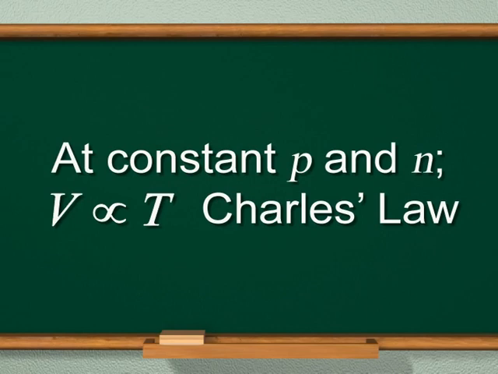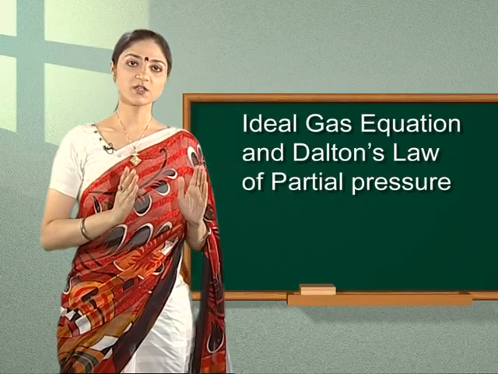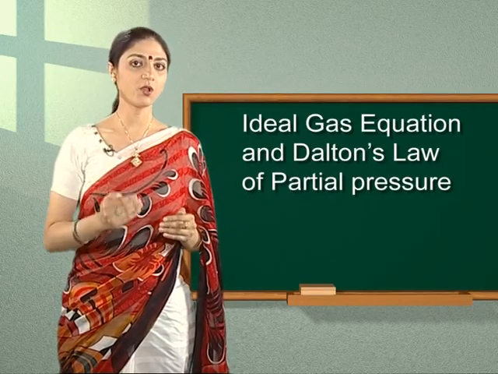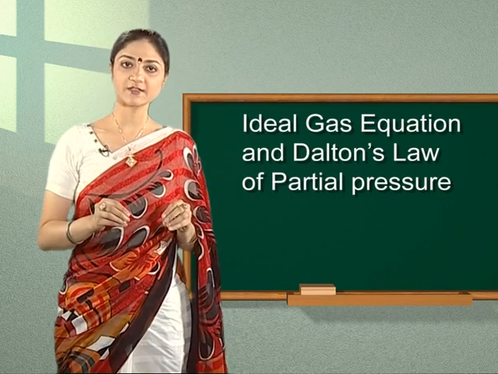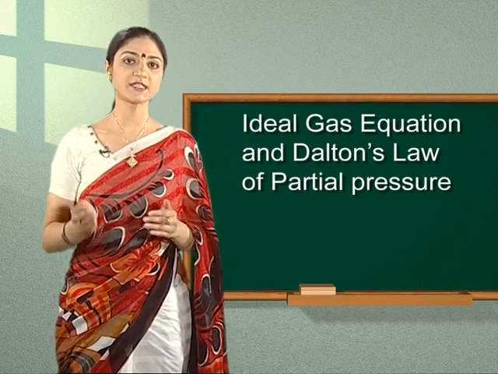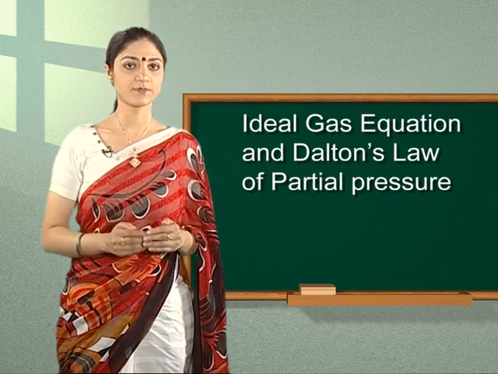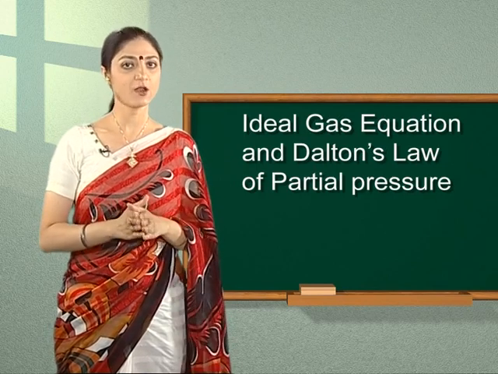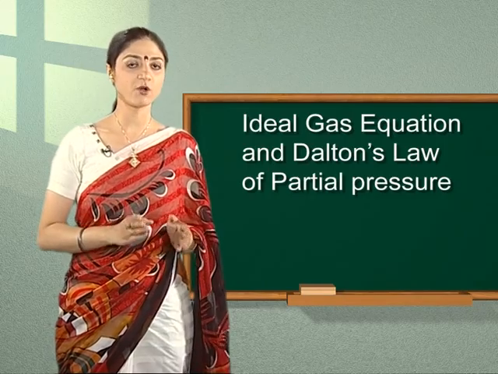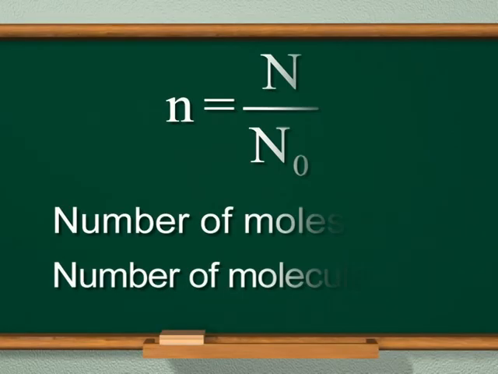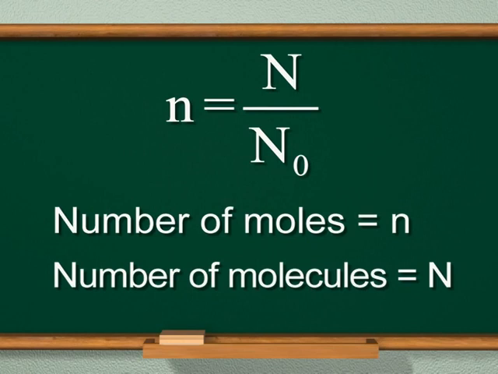And according to Avogadro's law, equal volumes of all gases under similar conditions of temperature and pressure contain equal number of molecules. As number of moles, small n of gas are related to number of molecules N, we have small n is equal to N upon N0, where number of moles small n is equal to number of molecules N divided by Avogadro's number. N0 or Avogadro's number is a constant.